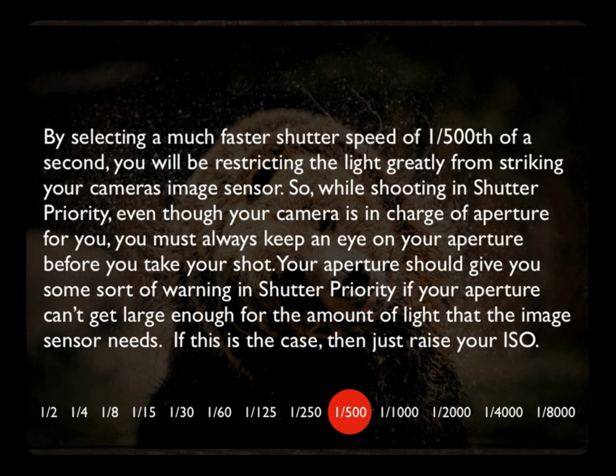By selecting a much faster shutter speed of 1/500th of a second, you will be restricting the light greatly from striking your camera's image sensor. So while shooting in shutter priority, even though your camera is in charge of aperture for you, you must always keep an eye on your aperture before you take your shot. Your aperture should give you some sort of warning in shutter priority if your aperture can't get large enough for the amount of light that the image sensor needs. If this is the case, then just raise your ISO.